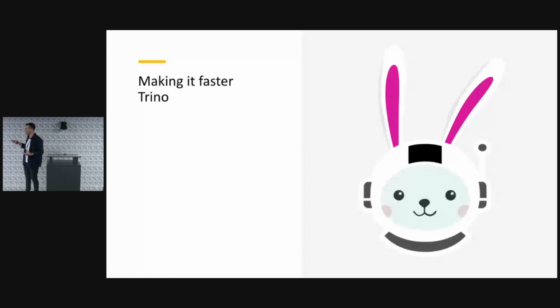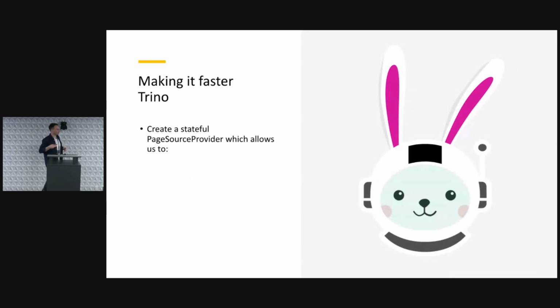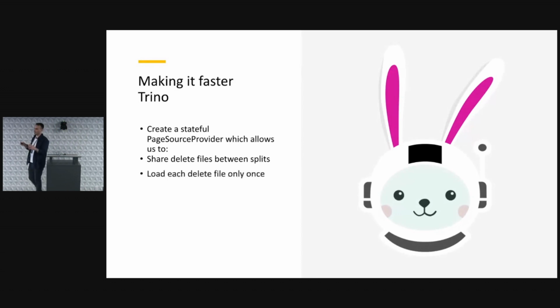The way we did that, and this is still work in progress, is by making the page source provider stateful. This is the component that's responsible for reading those splits and producing the data readers. We make that stateful, and that's going to allow us to share the delete files across the splits and make sure that we load them only once. So that tackles the problem from there. You still have some sort of read amplification because there are multiple instances in a cluster, but it's negligible compared to that 1 million IO operations.